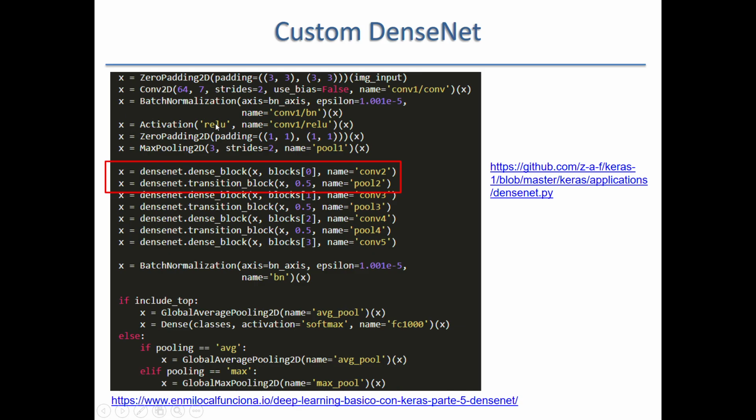Then you go through a ReLU, through this layer activation, and then zero padding again, max pooling in 2 dimensions, and then you go into the DenseNet blocks. It has 2 kinds of blocks. One is called dense block, the other one is called transition block. You would have to go into the documentation of Keras to see the internal architecture of these 2 layers, and you give names, and then batch normalization, and then depending on what you want to do, you can include top. Top is the last layers that will do different kinds of tasks.